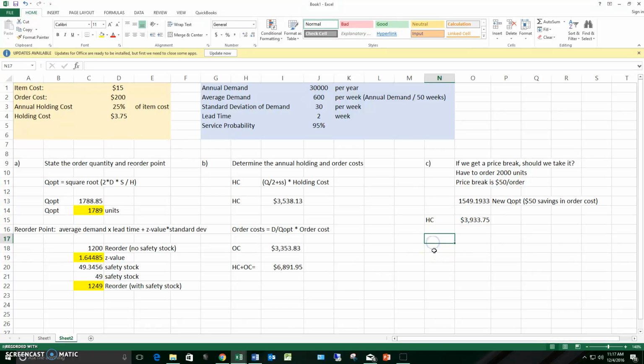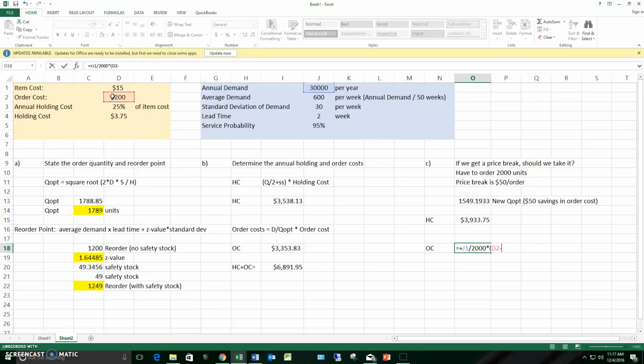Let's see what our order costs change to. So we know our order costs are going to be our annual demand divided by our Q optimum, in this case our new Q optimum, basically the number of orders we place during the year, times our ordering cost. So now we have an annual demand of 30,000, which hasn't changed. We have a new Q optimum of 2,000, which by the way means we're going to order 15 orders during the year. And we have a new order cost.